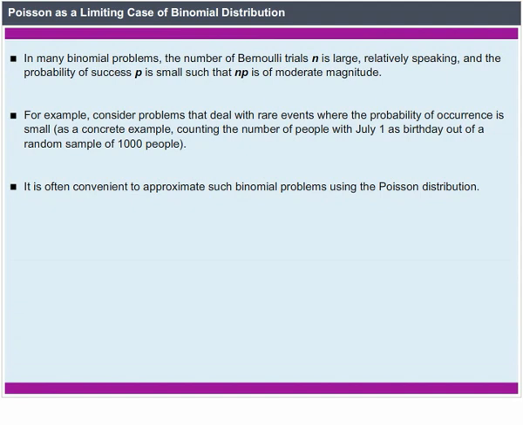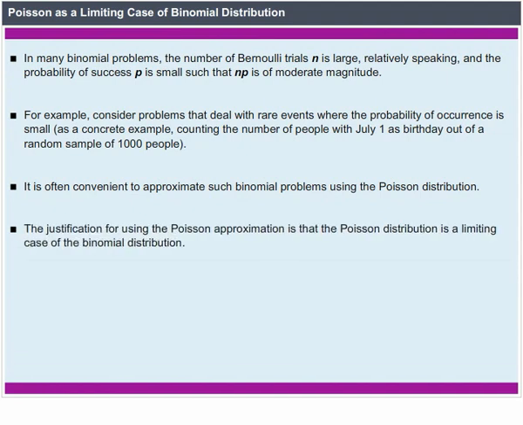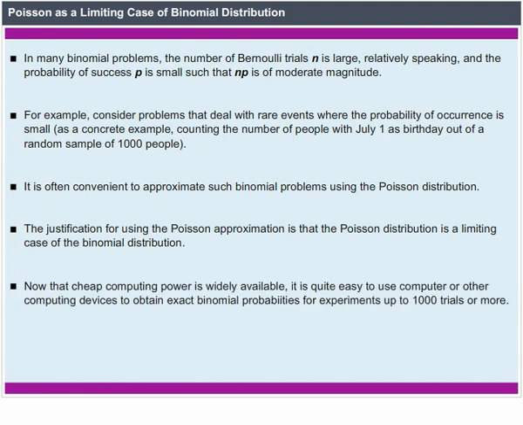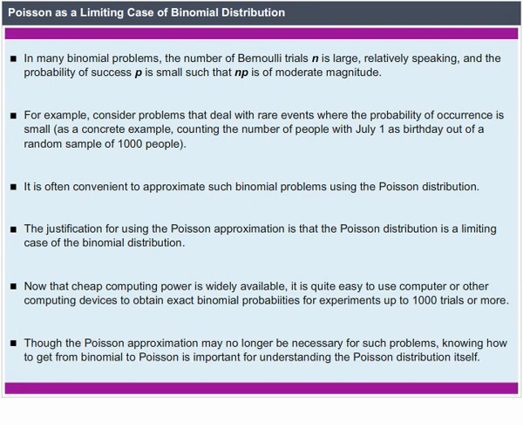The justification for using the Poisson approximation is that the Poisson distribution is a limiting case of the binomial distribution. Now that cheap computing power is widely available, it is quite easy to use computers or other computing devices to obtain exact binomial probabilities for experiments up to 1000 trials or more. Though the Poisson approximation may no longer be necessary for such problems, knowing how to get from binomial to Poisson is important for understanding the Poisson distribution itself.